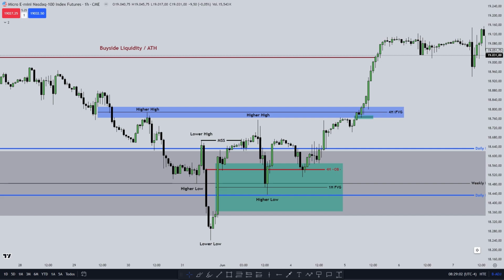And if you take a look, there was an hourly fair value gap inside of the weekly and daily FVG and inside of the 4-hour order block. We keep adding more bullish confluences to the idea that a new all-time high was going to be put in.